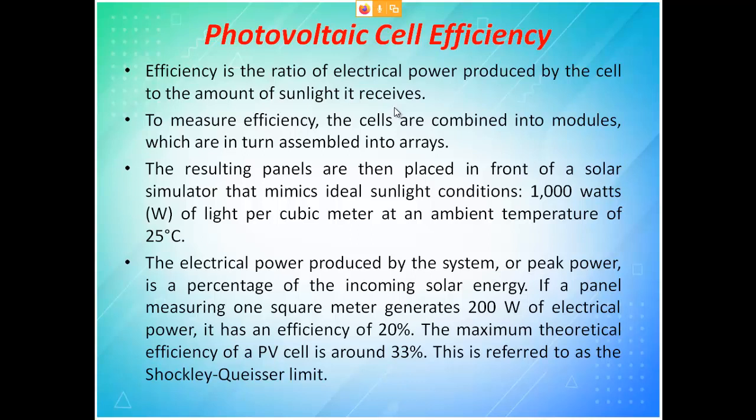So what I will do, I will manufacture a solar panel, and then for that panel I will do the test. The resulting panel is placed in front of a solar simulator that mimics the ideal sunlight condition of 1000 watts of light per square meter at an ambient temperature of 25 degrees. So this is what we usually call the reference, or we call it an assumption.